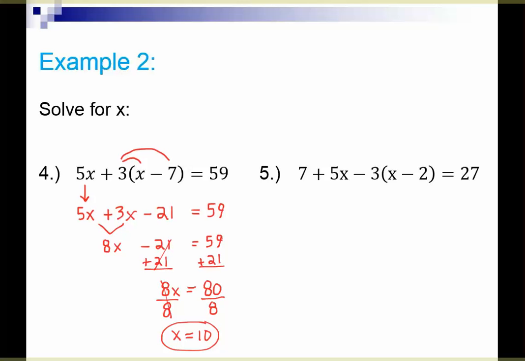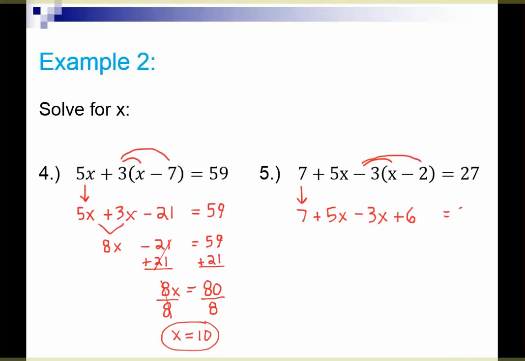Let's go over to number 5. This one's even more complex. We want to distribute that negative 3 first. 7 and 5x are not part of the action, so we can drop them both down. 7 plus 5x. Okay, but now we're going to distribute that negative 3. So negative 3 times positive x is going to be negative 3x. Negative 3 times negative 2 is going to be positive 6. Make sure you get your signs right there.